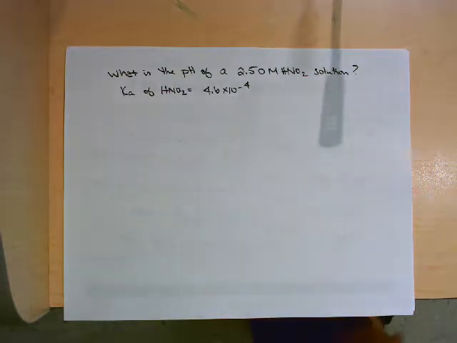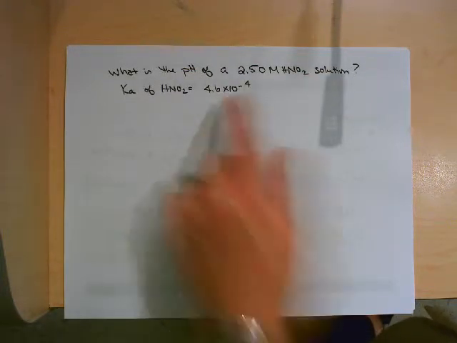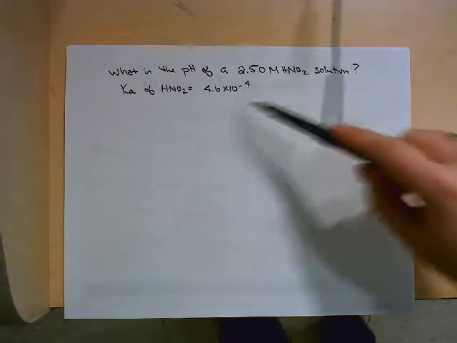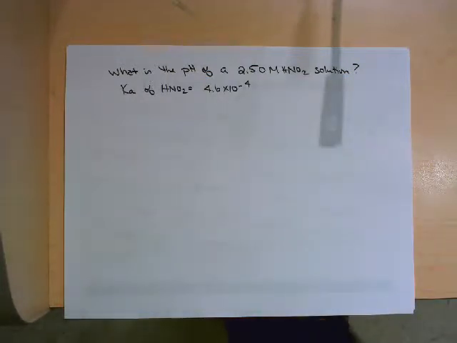Alright, so I have a 2.5 molar nitrous acid solution. It has a Ka of 4.6 times 10 to the negative fourth. Even if you didn't know if this is a strong or weak acid, what's some giveaways that it's definitely on the weak side? Its Ka is less than 1, so definitely weak. Even if you didn't have that list of 6 strong acids in your head, you see less than 1. So I need to set this up like a weak acid reaction.